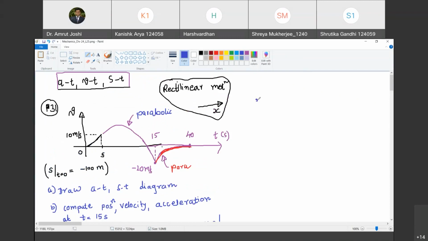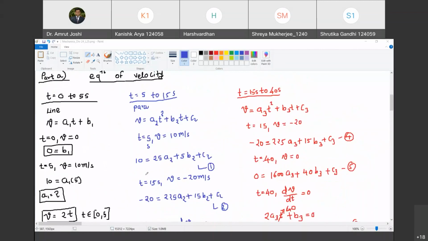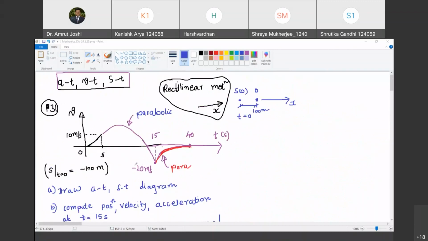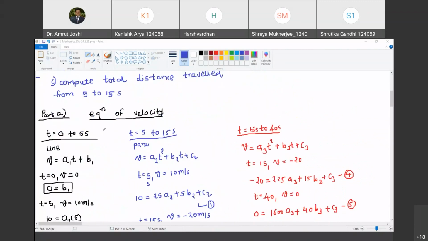So imagine that this is our positive x-axis and this is the origin. Then at time t equal to 0, the particle was occupying position somewhere here, where this distance is 100. Are you with me? Yes, sir. So this is the position at s equal to 0. Happy? Yes, sir. Okay.